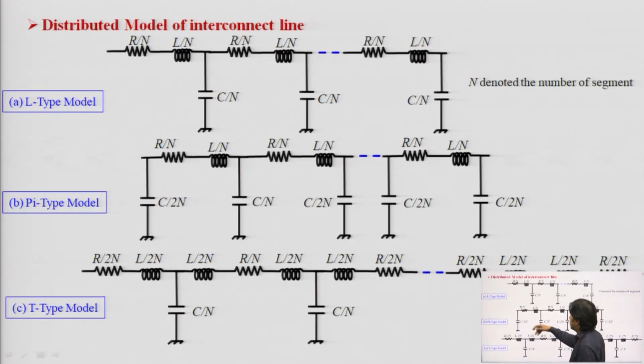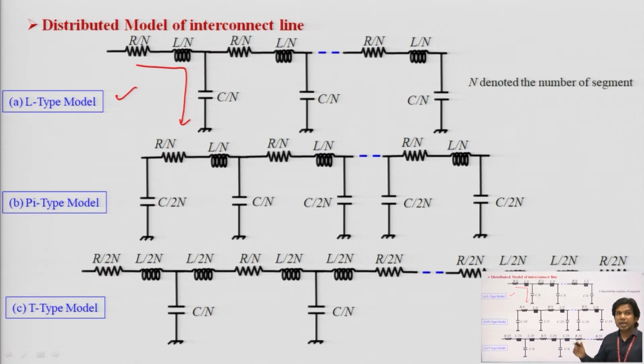So in that case, if we have an L type model, you can see this is my L type model for n segments. If we have n number of segments, with one segment the n value will be 1, that means it is R, L and C, that is it. If we have 2 segments, then it will be R by 2, L by 2 and C by 2, and this again R by 2, L by 2 and C by 2.